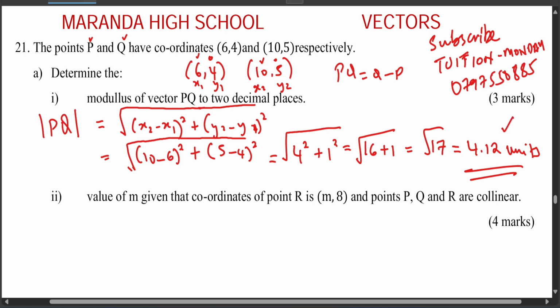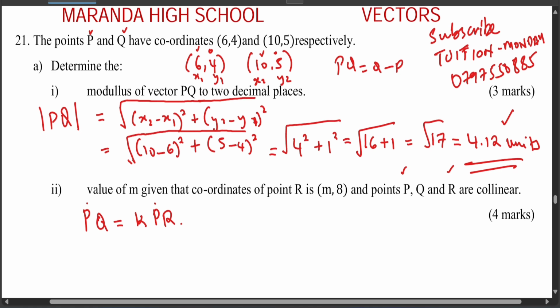Roman 2: the value of M given that the coordinates of point R are (M, 8) and points P, Q and R are collinear. So let's take PR, or let's say PQ. So let's say PQ is equal to K PR, where our P is our common point. This is how you know they're collinear, because there's a common point and there's a constant on one of them. So we assume the constant to be on PR.